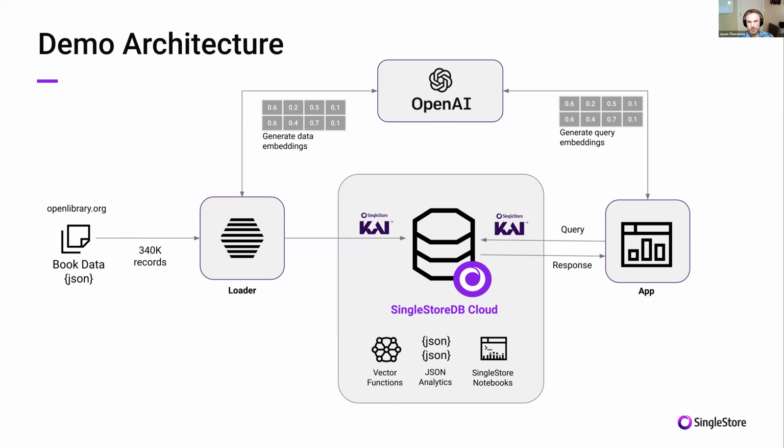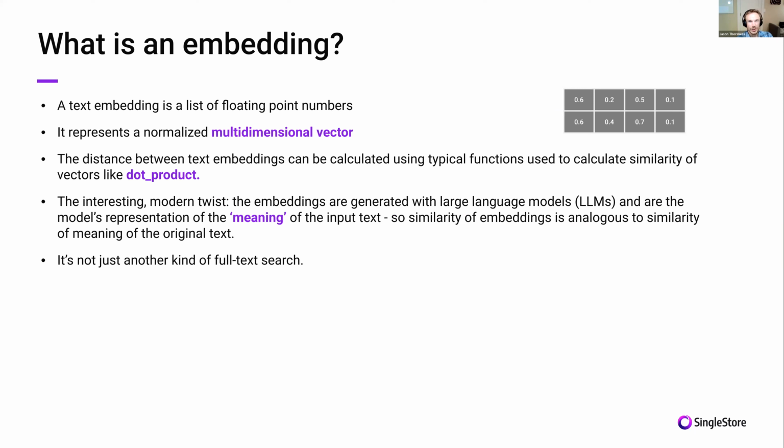But before we jump into the code behind this, let's go over a few of the concepts. So kind of fundamentally, what is an embedding? Concretely, it's just a list of floating point numbers that represents a normalized multidimensional vector. So you might think of a two-dimensional vector as like an arrow drawn on a chart, where you can calculate the similarity between vectors through operations like dot product. For these multidimensional vectors, they might have like 1,000 dimensions, but you can still use that same dot product function to calculate how similar they are.